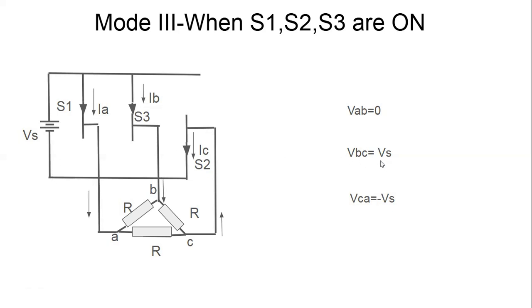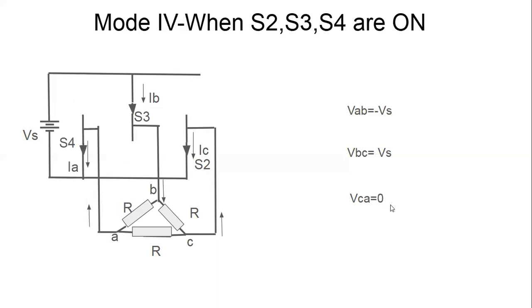So VBC can be written as plus Vs, and VCA is equal to minus Vs because C is connected to minus Vs and A is connected to plus Vs. So VCA can be written as minus Vs. In the same manner, we can write the voltages for mode 4 as VAB equal to minus Vs, VBC equal to Vs, VCA equal to 0.